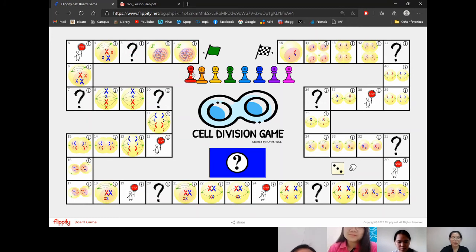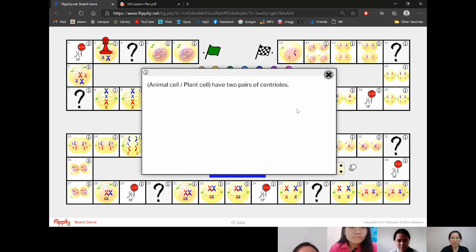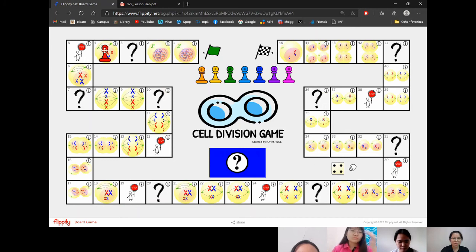Okay, if you roll, like 4, so you go to 4 here. So you have to click this I button, and there will be a question there. If you answer it correctly, you can stay at this spot. If you answer it wrongly, you have to return to your original spot.